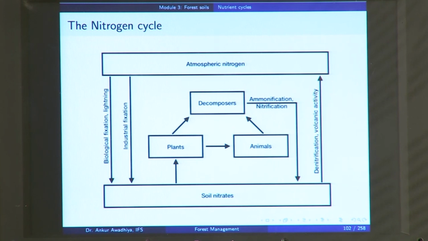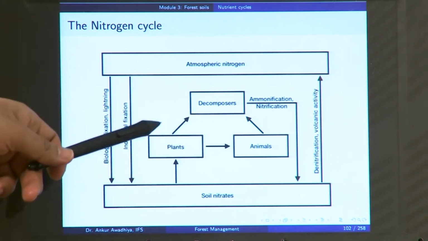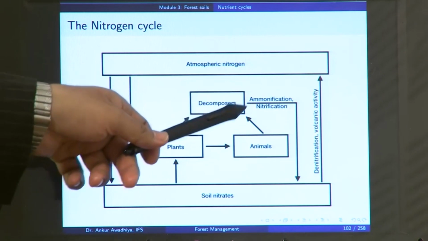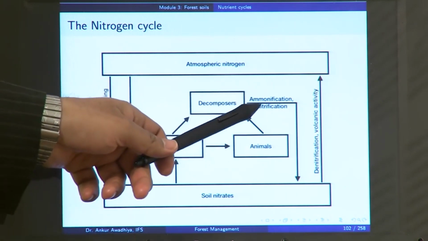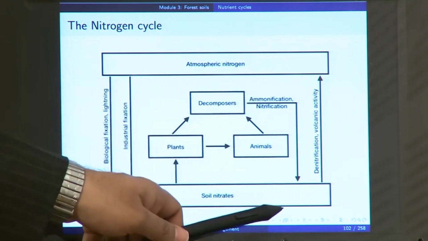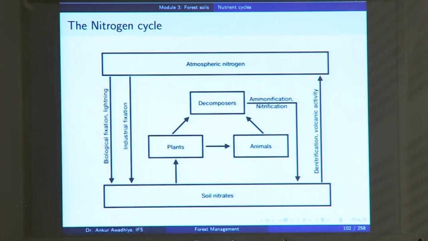And so, the nitrogen has now reached into the bodies of these animals. And when these plants or the animals are dying, then the decomposers are converting this nitrogen through the process of ammonification and nitrification back into the soil nitrates. So, this is how the nitrogen cycle works.